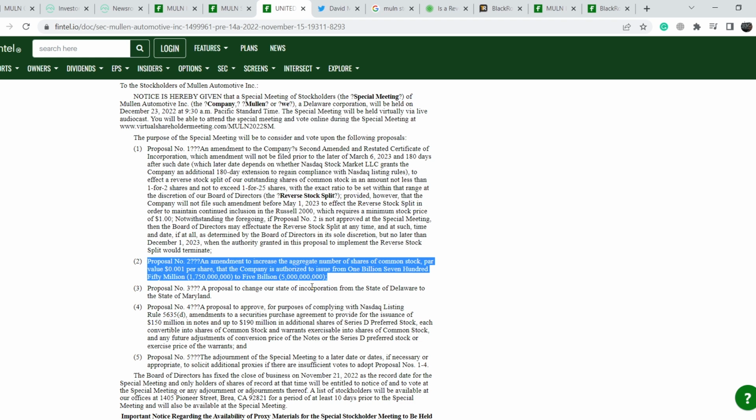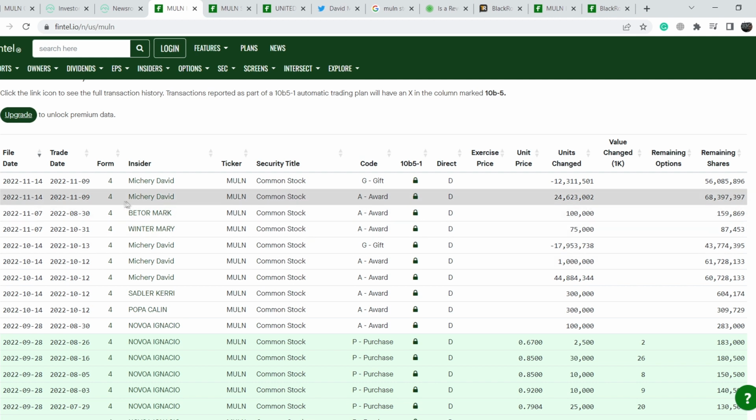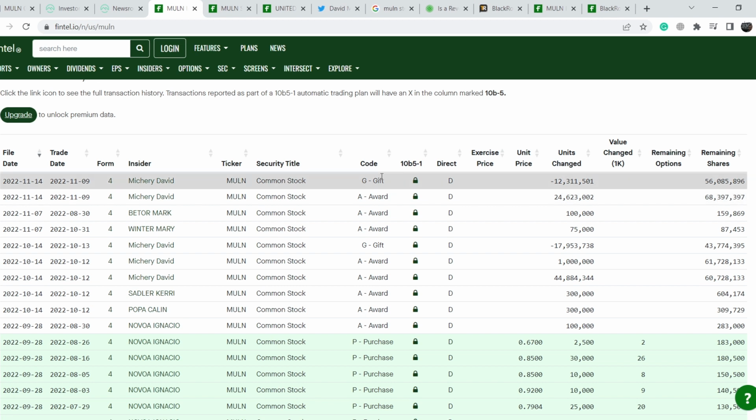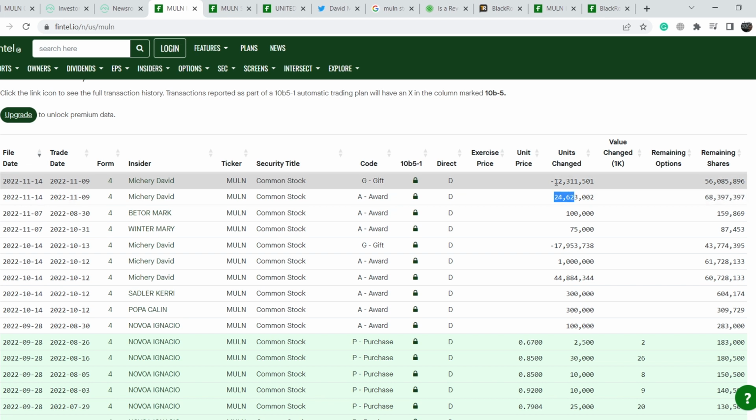You can find it by yourself by reading these filings, and we have a lot of bearish news in these filings alone. And definitely let me show you another quite bearish news. We have a new filing of insider trading, and David Michery received an award on November the 9th, and he gifted half of these shares. Basically he received 24.6 million shares and he gifted about 12.3 million shares to some person that we cannot identify.